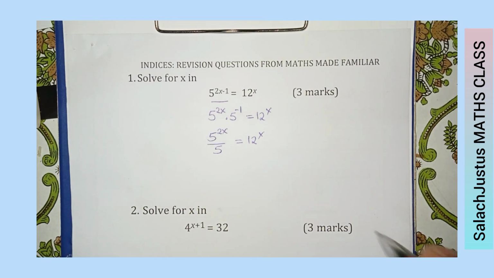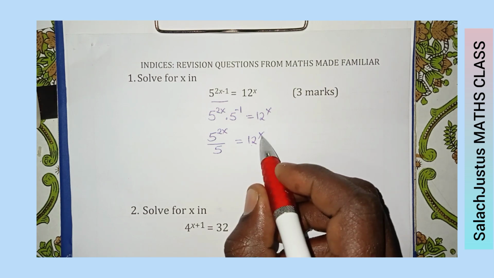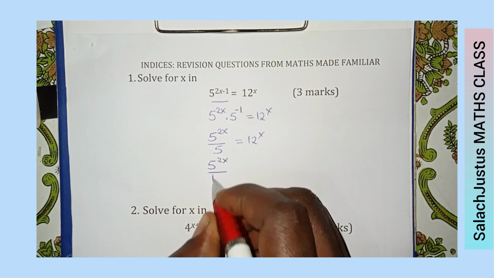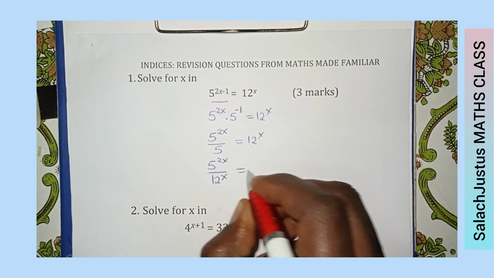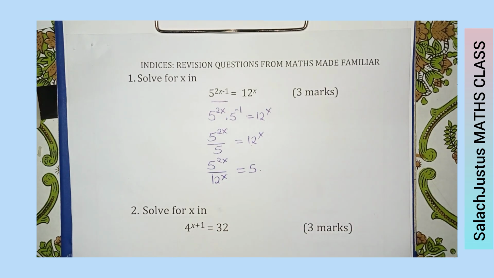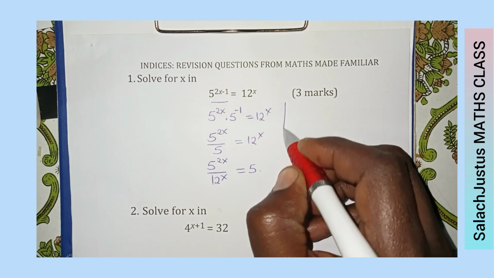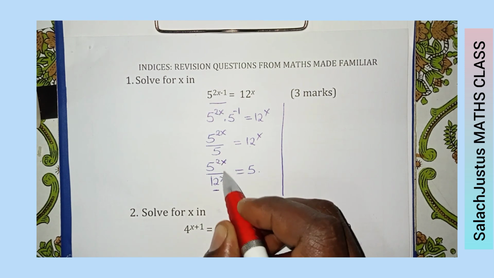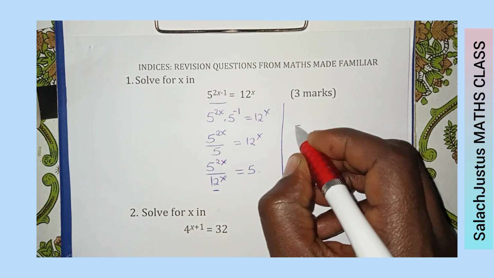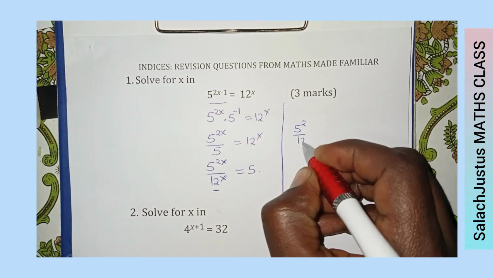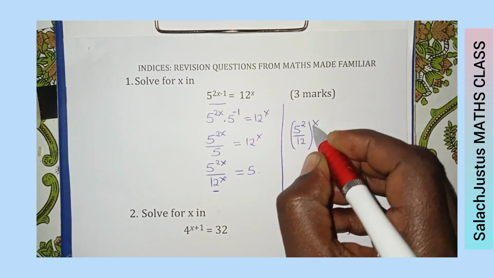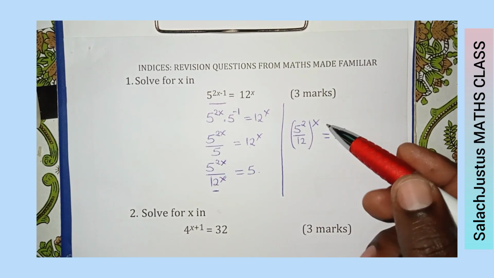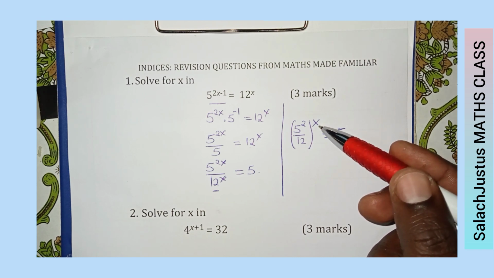There we can multiply by 5 both sides and divide by 12 raised to the power of x, such that we get 5 raised to the power of 2x divided by 12 to the power of x equal to 5. Again, we can look at this part. We have a common power to the x. That means we can write 5 to power 2 over 12 and then both numbers raised to the power of x equal to 5.